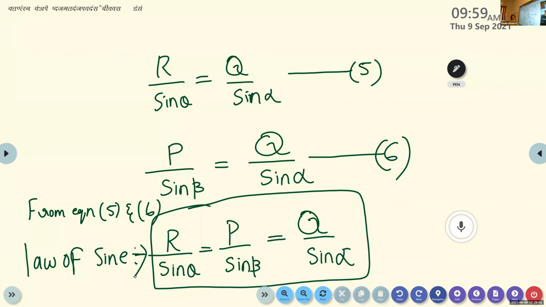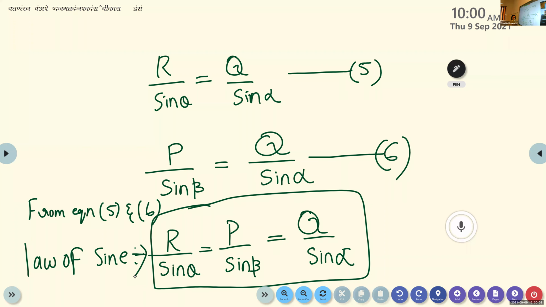We just combine the equations and rearrange them. So we get an expression for Q by sine alpha and then equate it. Finally, equate all these equations. So we get R by sine theta is equal to P by sine beta is equal to Q by sine alpha. This equation is known as the law of sine in vector addition using the analytical method.